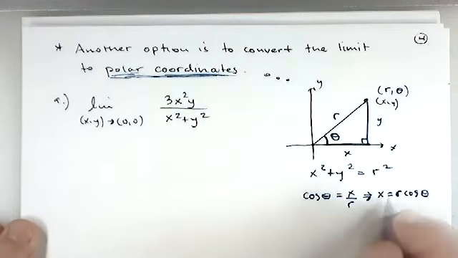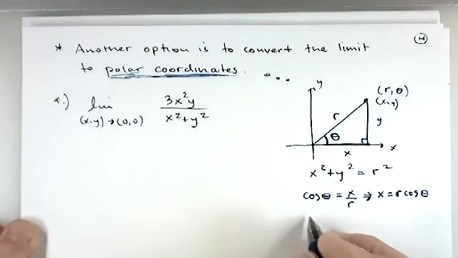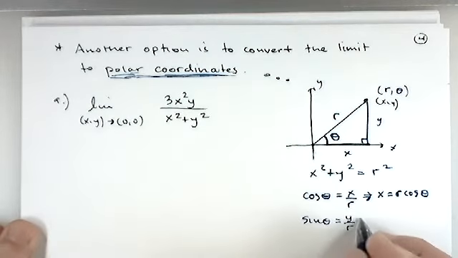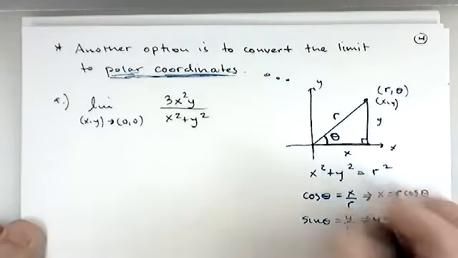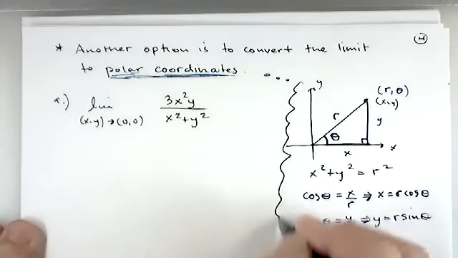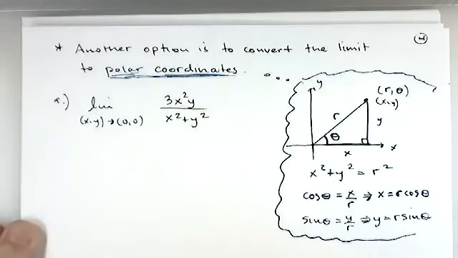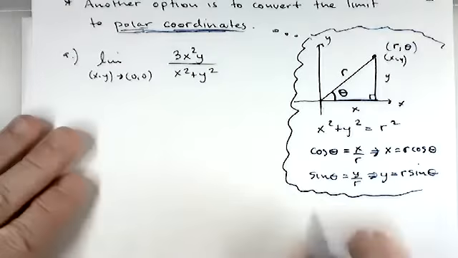So it looks like other classes have talked about polar coordinates as well. Sine of theta is y over r, so y is equal to r sine theta. I think these are pretty much the main conversions you need to know. Let me give you one example though.